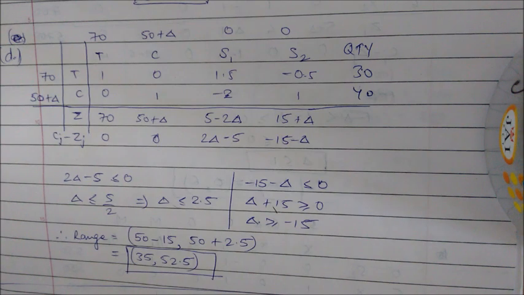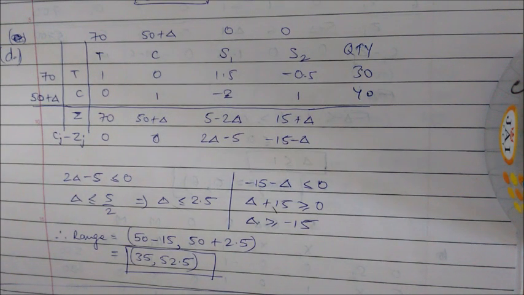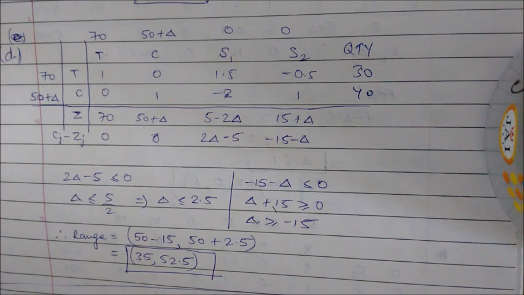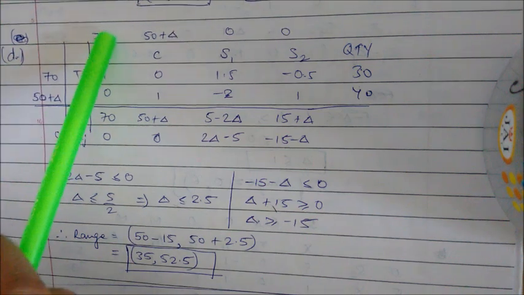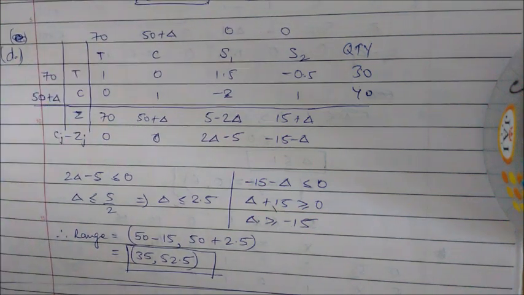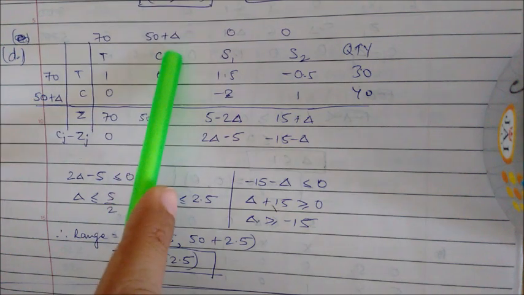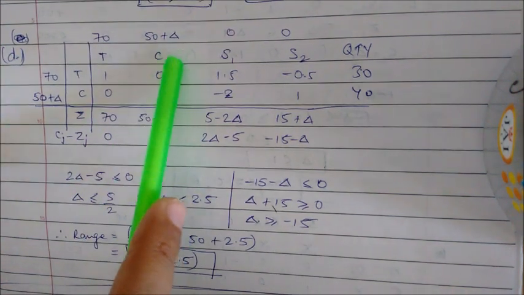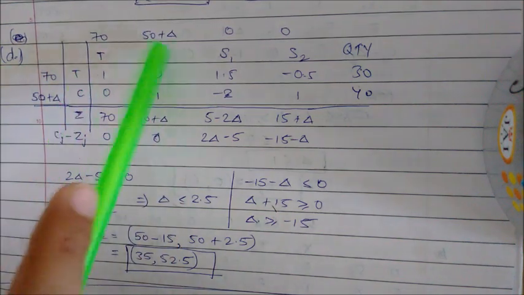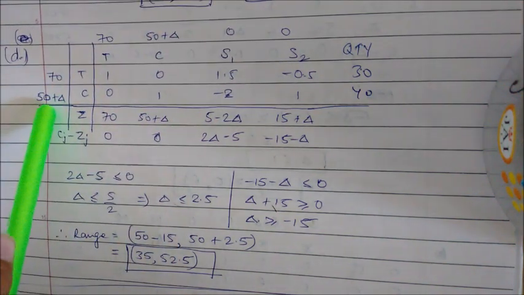Now we'll go for the D part of the question. What is the range of optimality for C, the number of chairs produced? What we did previously was we added delta to 70. In this case, similarly, we'll add delta to the coefficient of chairs in our profit function. So we've done 50 plus delta. As C is in the basis solution, that's why we'll write 50 plus delta out here as well.